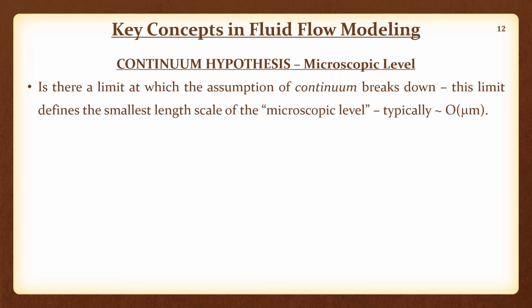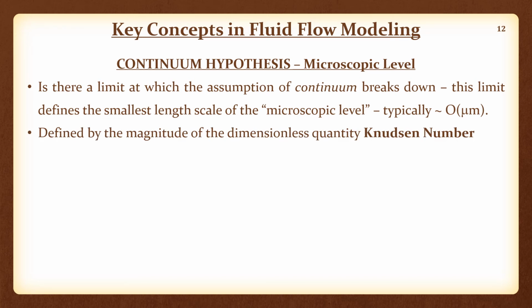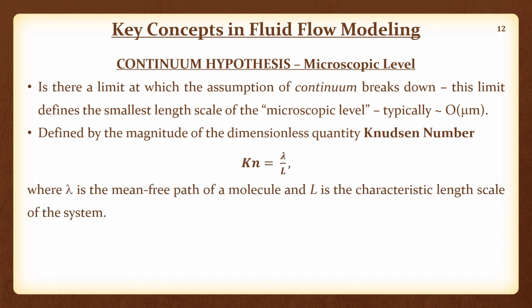So this is typically the limit where the assumption of continuum breaks down, typically of the order of nanometers to micron. This is defined by the magnitude of a dimensionless quantity, typically called the Knudsen number. It's a ratio of two lengths. The numerator is lambda, the mean free path of a molecule before it encounters another, quote-unquote, collision, and L is the characteristic length scale of the system.